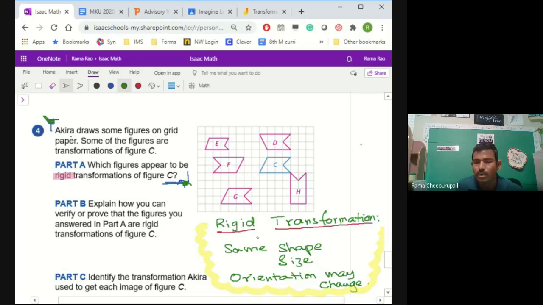size and shape. On your notebooks, write down the rigid transformation, and also write down this: same shape and same size, orientation may change. Draw a little cloud next to it. That way, when you are looking into your notebooks and see that cloud, you know that it is important. Okay? Please write it down in your notebooks. It's a transformation, so please write down this information.